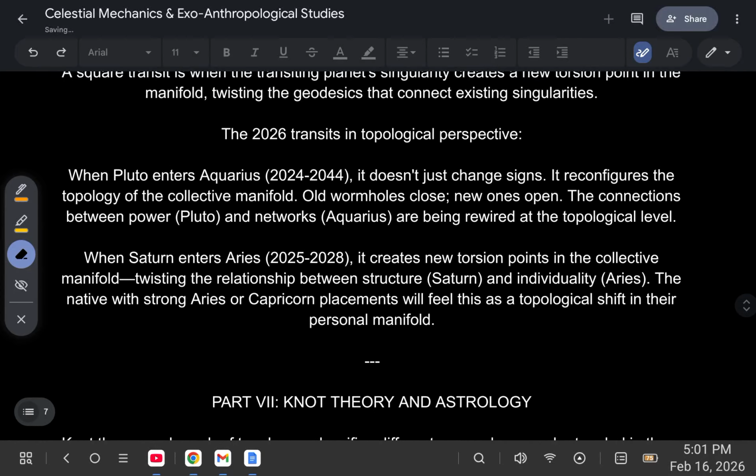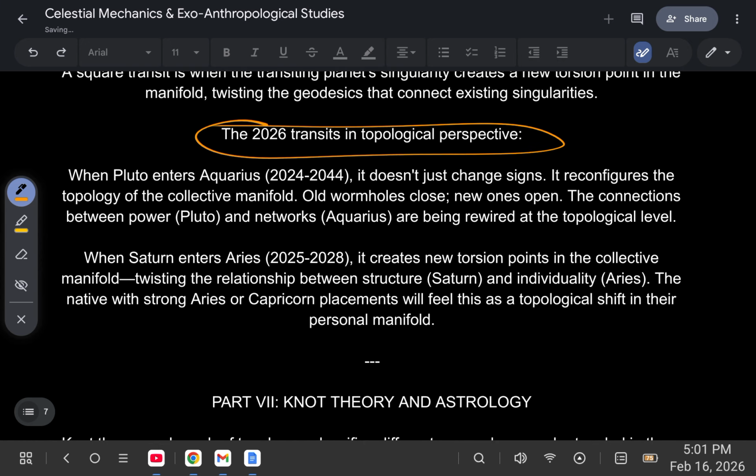Alright, let's go through the 2026 transits from a topological perspective. When Pluto enters Aquarius, which already happened, until 2044, it doesn't just change signs, it reconfigures the topology of the collective manifold. Old wormholes close, new ones open. The connections between power, Pluto, and networks, Aquarius, are being rewired at the topological level.